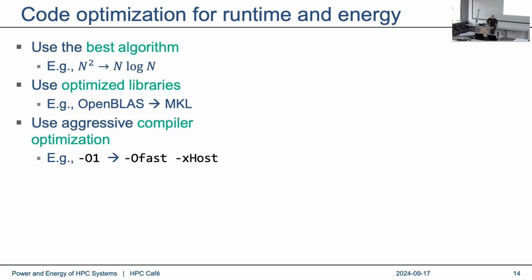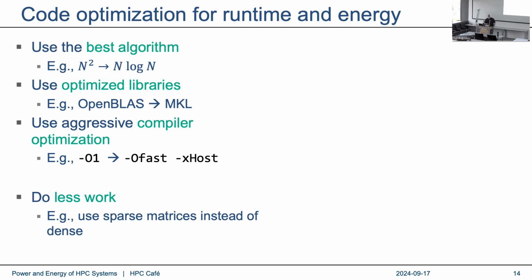Use aggressive compiler optimizations. Don't be afraid of O-fast. There's a lore that O-fast or O3 will break your code. Compilers make mistakes, but don't worry. Just use high compiler optimization. Do less work. That's often overlooked. Can I do less work in my program?